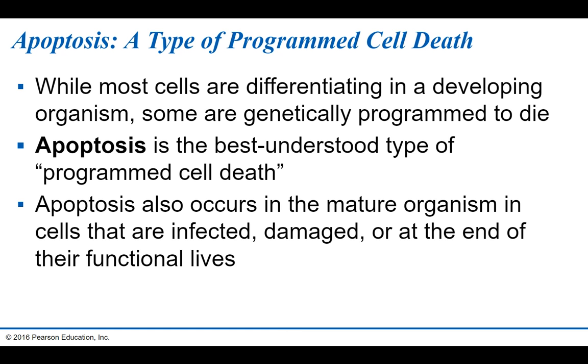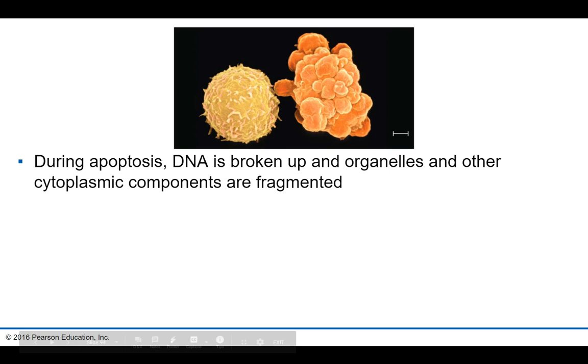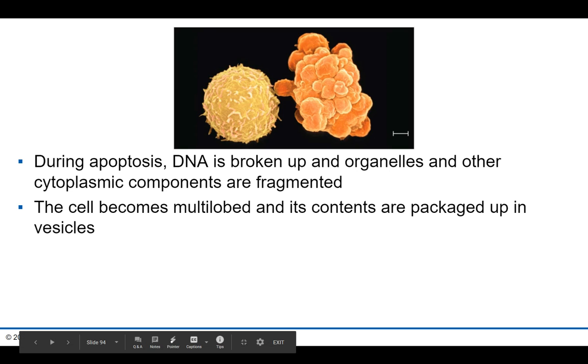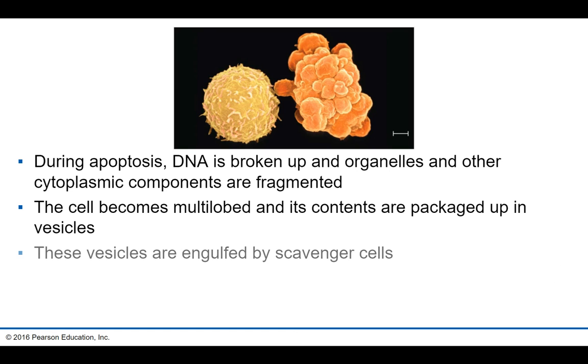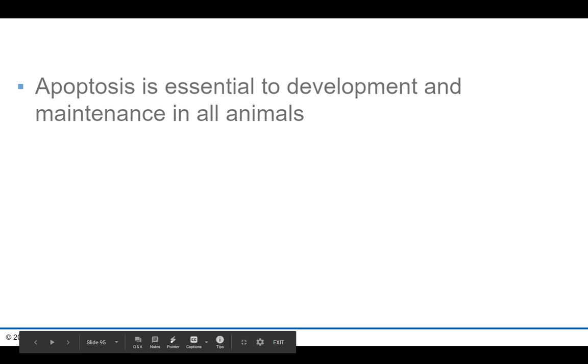But apoptosis is also important in development. The way that this happens, it's a very structured, regulated, organized process. It's not like the cell just implodes. The DNA is broken down. There are specific enzymes and chemicals that are made that break down the DNA and the organelles and the other things within the cytoplasm. The cell starts becoming really multi-lobed and blobby looking, like that one on the right, as its contents are kind of packaged into vesicles, which are then later engulfed by scavenger cells and broken down. So it's a very structured, regulated way to get rid of cells that are damaged or cells that aren't necessary when you're trying to make certain body structures.